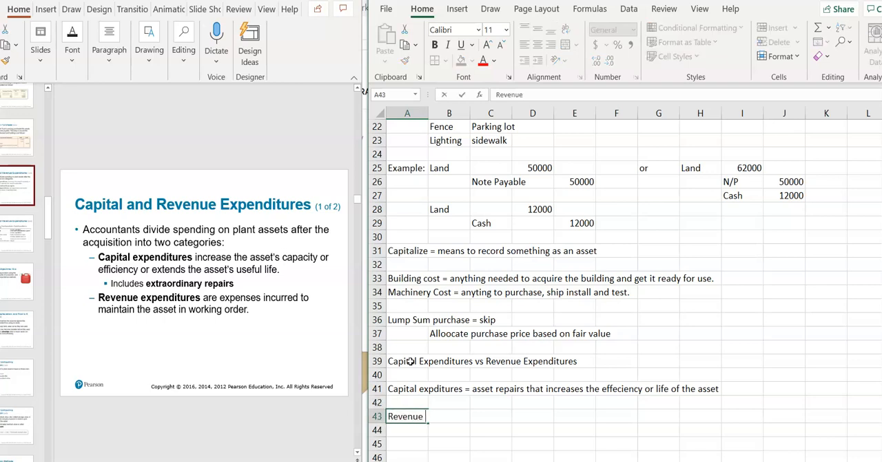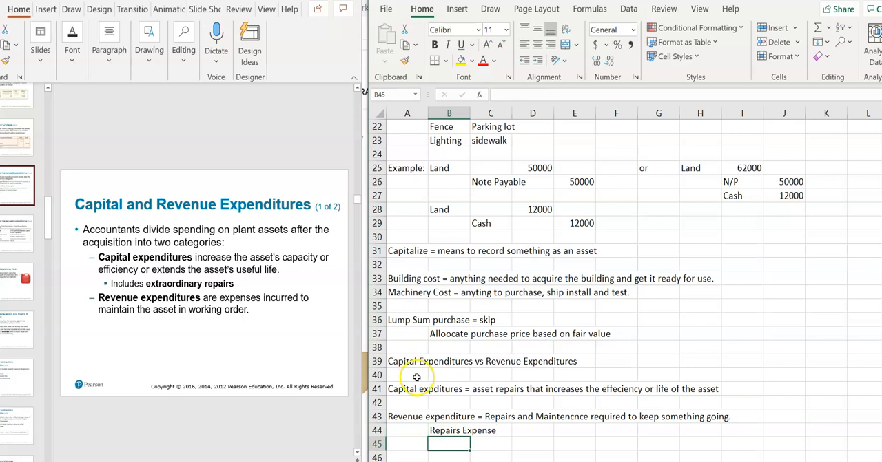Okay, a revenue expenditure is just repairs and maintenance. Repairs and maintenance required to keep something going. And it would be repairs and maintenance expense, or repairs expense. I'm just gonna say that one. All right, the capital expenditure would be actually debited to the asset.